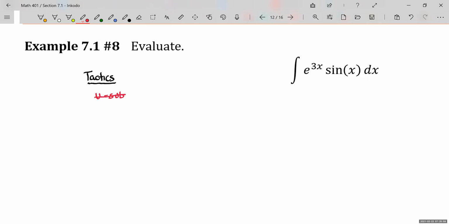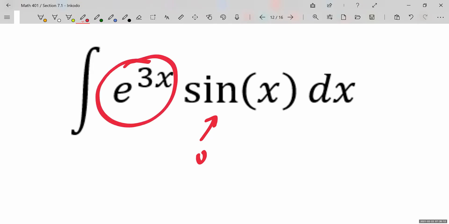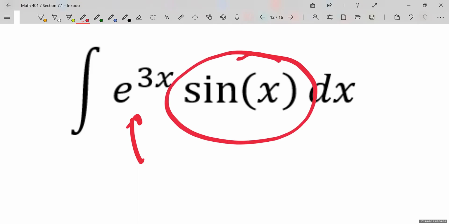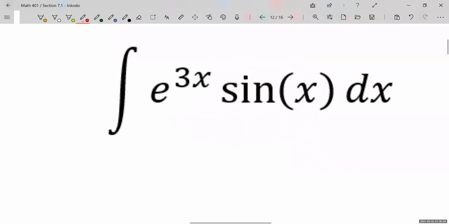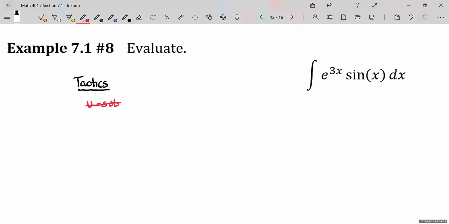U sub would be very bad because if you let U equal, let's just pretend the sine, well, first of all, the derivative of that is not there, but also that doesn't really help me with this e to the 3x. So that is not a great idea. And if you try to let U equal e to the 3x, its derivative is not there, nor does it have anything to do with the sine. Actually, technically, e does have a lot to do with the sine, but we're not going to get into that. All right, so U substitution is out of the question.